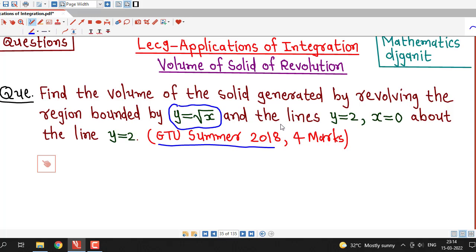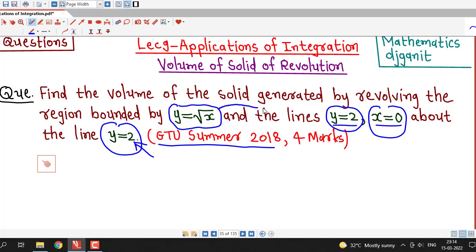to square root of x and the lines y equal to 2, x equal to 0 about the line y equal to 2. Here the axis of rotation is the line y equal to 2, which is the line parallel to x axis, and we have to consider the region bounded by x equal to 0, that is y axis, y equal to 2 and this parabola.